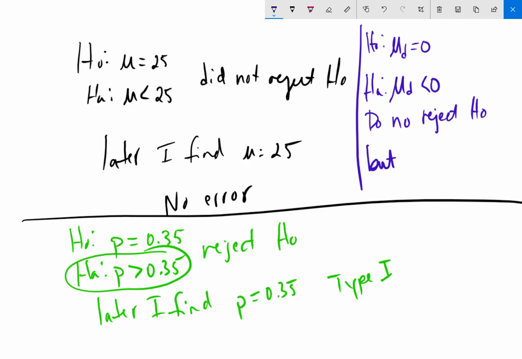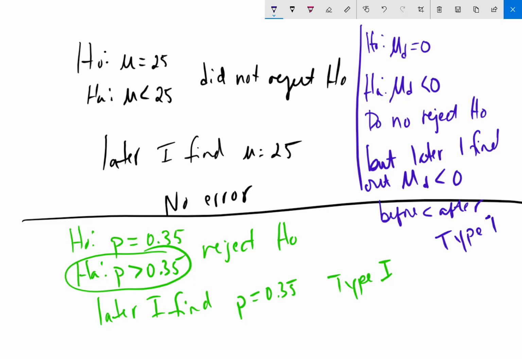But later I find out mu sub d really was less than 0. The before value was less than the after value, if that's how I hooked up my differences. So this is where I make a type 2 error. So this is how hypothesis testing kind of underlying what's going on when we reject or do not reject.